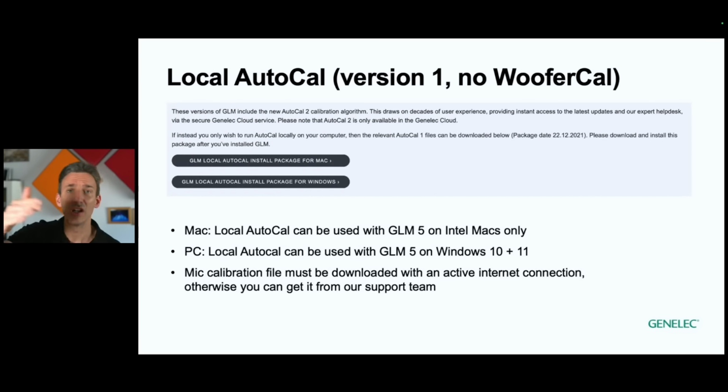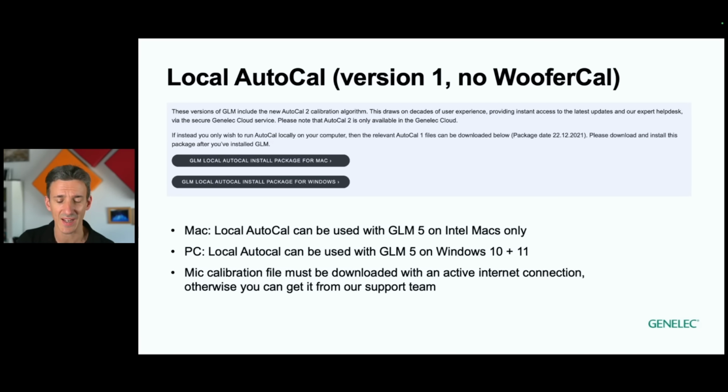And this is just below the installers in my Genelec. So you have 5.2, and then in the next section you can find this local AutoCal install. Local AutoCal is really the old AutoCal 1, so this was before version 4.1. And of course, for the calibration results, this is still fine. But it does not support newer technologies like, for example, WooferCal, which you need for W371 or 8381. And there's also one downside: on GLM 5, you cannot use it with Silicon Macs. So it's only working with Intel Macs.